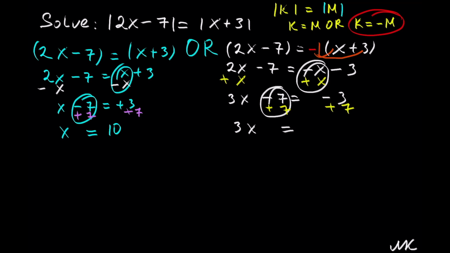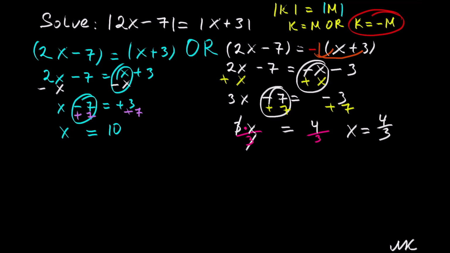Different signs, we look for the difference. We have more positives, so the difference will be positive 4. We have 3x equals 4. The inverse of multiplying by 3 is to divide by 3. So let's do the same thing on both sides. 3 and 3 will cancel into 1. And we get x is equal to 4 out of 3.